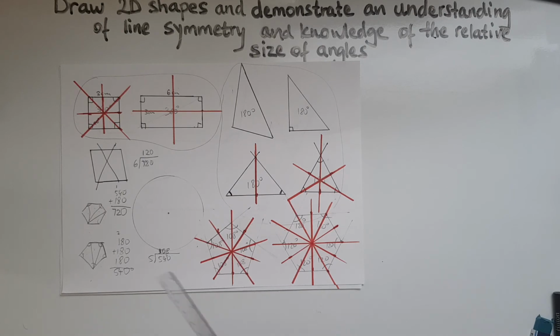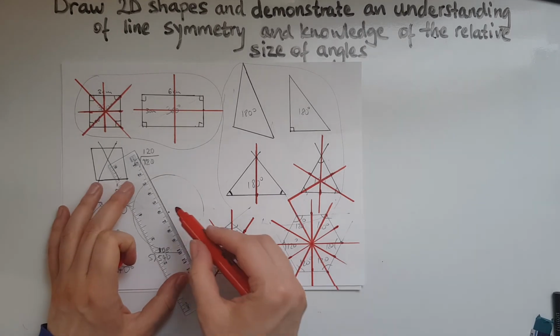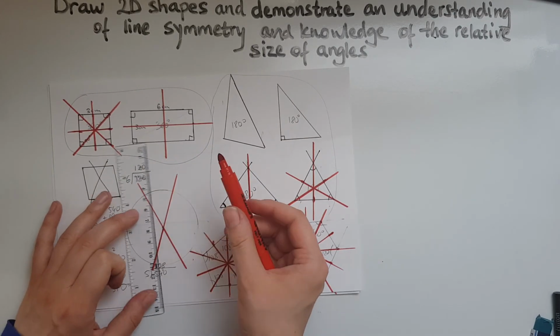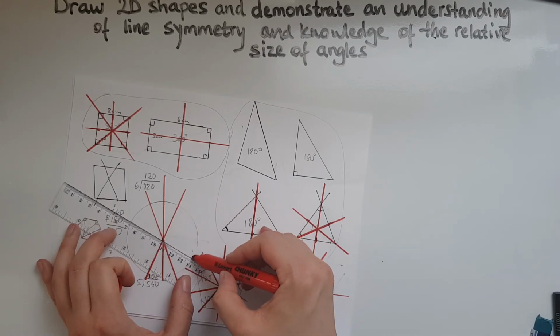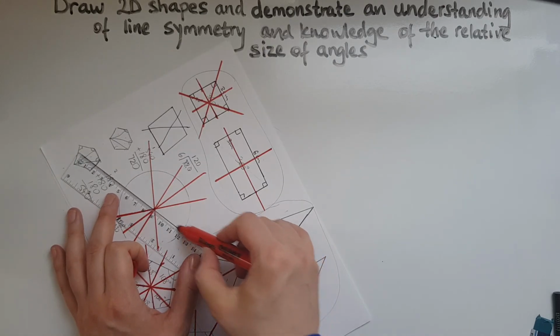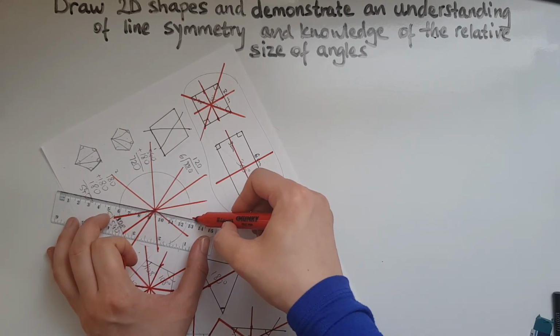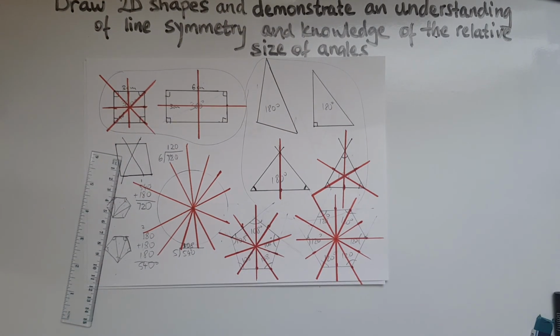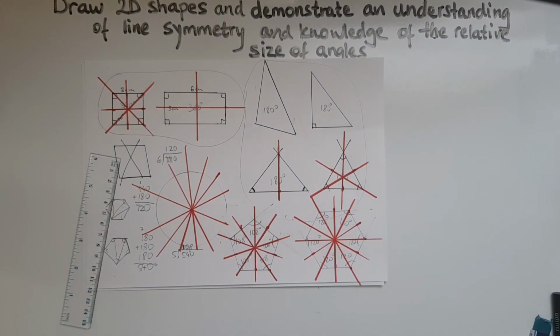So this should show you how many lines of symmetry. What about a circle? How many lines of symmetry does a circle have? If I cut this through this point, I'd cut the circle in half. If I did it here, I'd cut the circle in half again. If I did it here, I'd cut the circle in half. If I did it here, I'd still cut the circle in half. So this means that a circle has many lines of symmetry. So a circle has an infinite number of lines of symmetry.